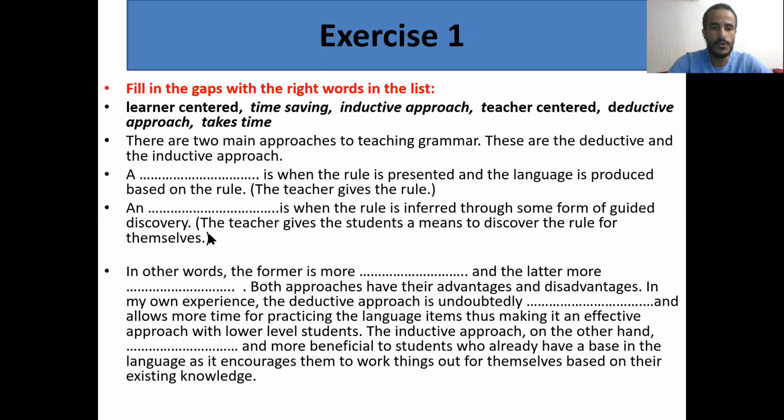The teacher gives the rule. An inductive approach, good, is when the rule is inferred through some form of guided discovery. Guided discovery. Students will discover the rule by themselves. How? Color coding, asking questions. What do they have in common? Okay. Using pictures. So guided discovery. The teacher gives the students a means to discover the rule for themselves.